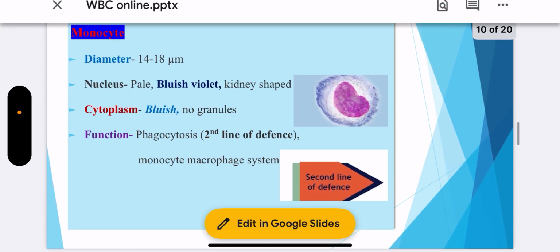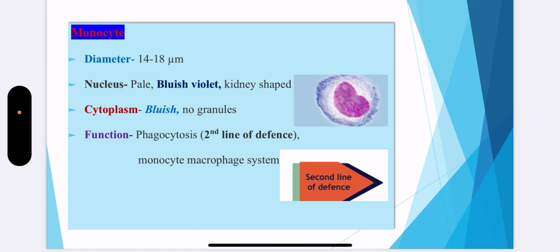About monocytes, these are the largest blood cells. As you can see, the diameter is 14 to 18 microns. The nucleus is pale bluish violet. The shape is bean shaped, or we can say kidney shaped. The cytoplasm is bluish with no granules. As for function, phagocytic function is there, and these are referred to as the second line of defense. And monocytes, when they mature into macrophages, can also be a part of the monocyte macrophage system.